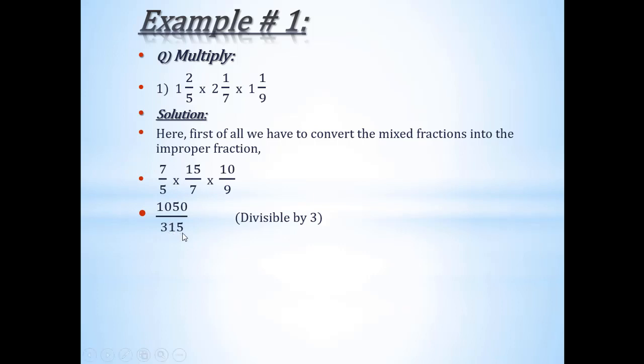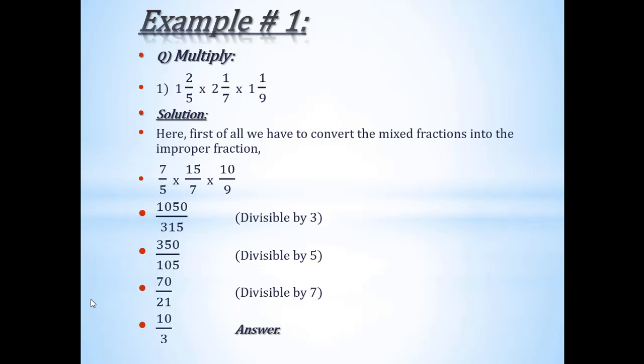Now if both the values cancel with one table, we have to cancel it. 1050 and 315 will cancel by the table of 3. So when we cancel both the values by the table of 3, we will get the new fraction 350 divided by 105. Again, 350 and 105 will be cancelled by the table of 5, and then we will be left with 70 divided by 21. And again, 70 and 21 come in the table of 7, so we can divide both the values by 7. So we will be left with 10 divided by 3, and it cannot be divided further. So that's our final answer for this question.